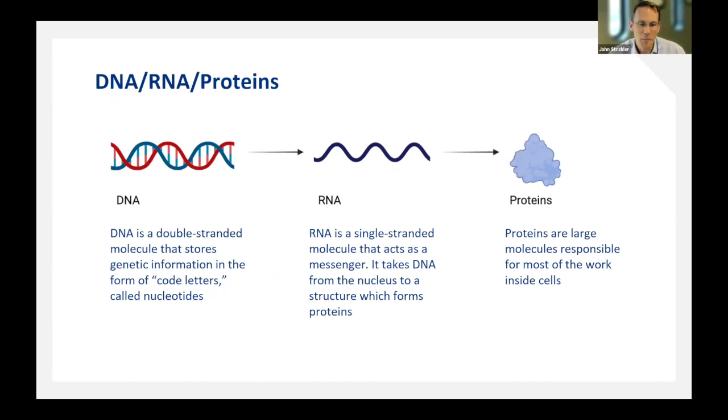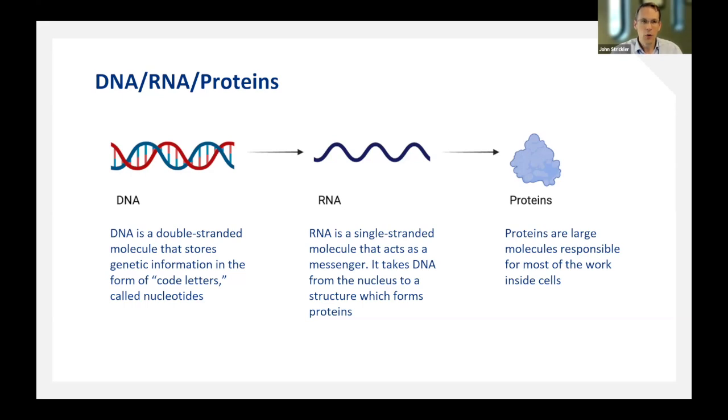DNA are the building blocks of life. I think of DNA as carrying the instructions for how to build a human, right? So it's a DNA double-stranded molecule that stores genetic information in the form of these code letters that we call nucleotides. DNA gets transcribed into RNA, which is a single-stranded molecule that carries instructions on how to make a protein. And proteins are what are needed for the cells to work.